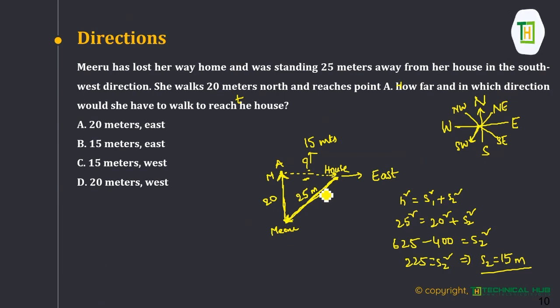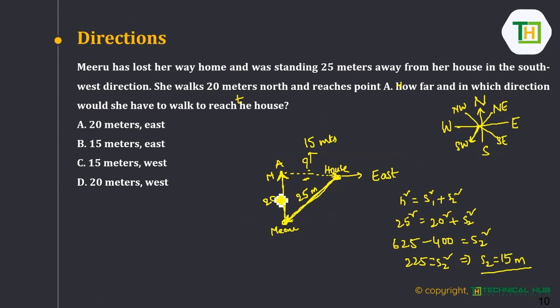First of all, I have to be aware of all the 8 directions. Initially, she is standing 25 meters away from her house in the southwest direction. So I took the position of Miru here and her house here. From there she moved towards north 20 meters, the upward direction. Now my question is, from position A, in which direction and how much distance does she have to travel to reach her house? I know the house is located in the eastward direction, so she has to move east for 15 meters.